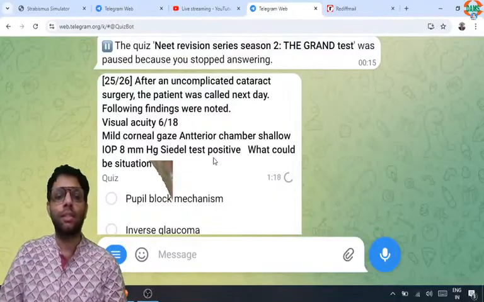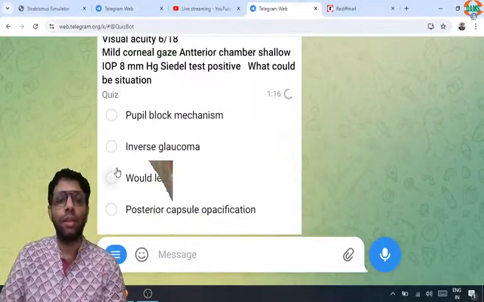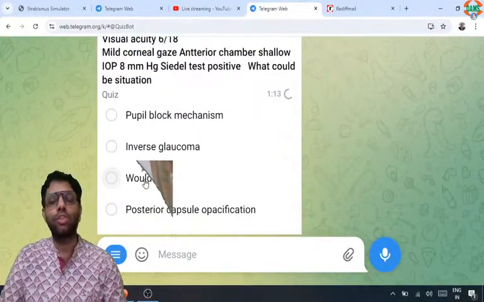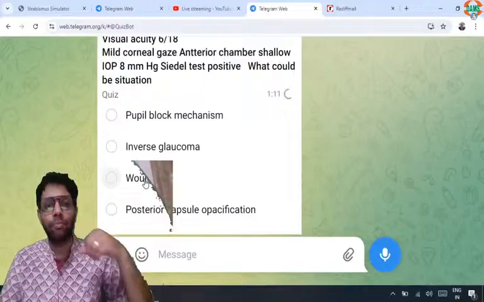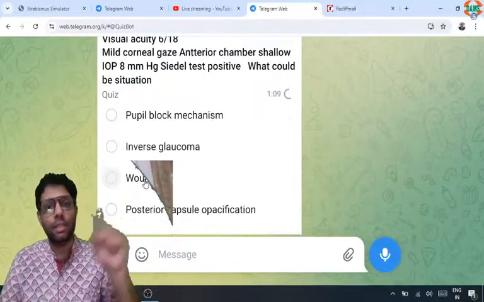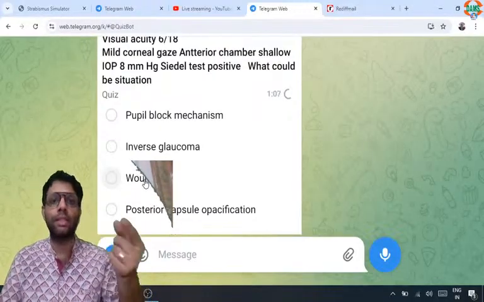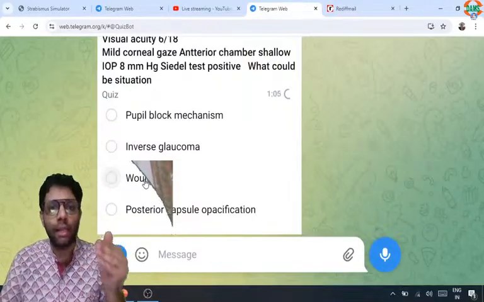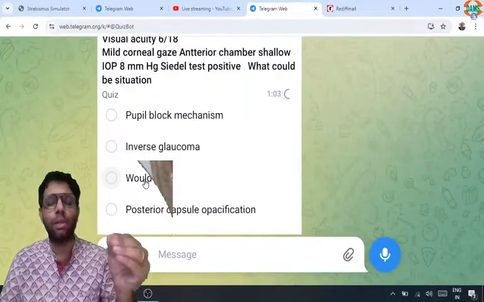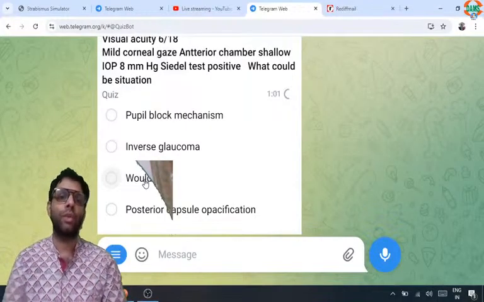So the answer is incision leak, wound leak. Seidel test means you put a dye over the eye. Which dye? The same orange color dye, fluorescein. See under slit lamp, under cobalt blue light: if the dye is coming out, if the aqueous is coming out, the dye will become diluted. That is known as Seidel test positive.